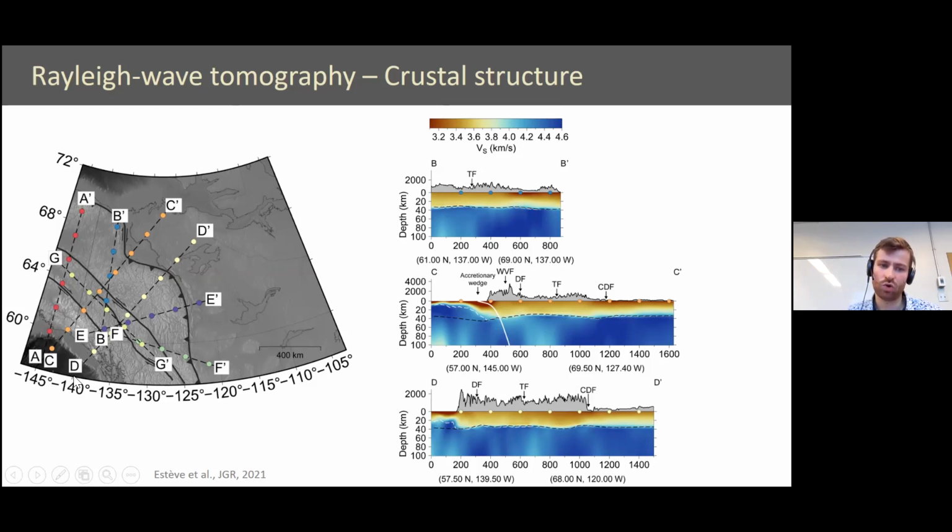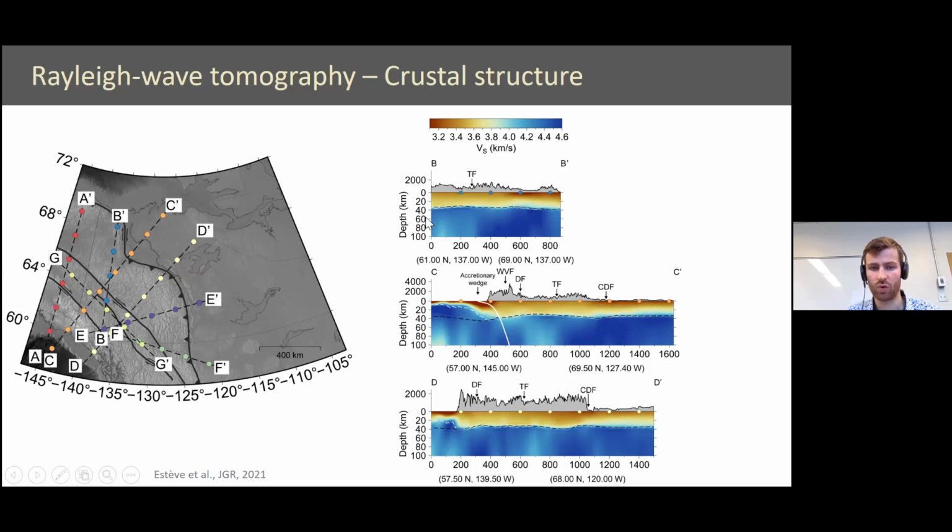You have the CC prime and DD prime, which run perpendicular to the main structures here, the Tintina and the Denali Fault. And so what we observe, if we just focus on the velocities, is that we have lower velocities across the Cordillera in the lower crust. That's what we see here. And then you see that in the Canadian Shield, we have higher velocities here. And it looks like there are some features going on at greater depths.